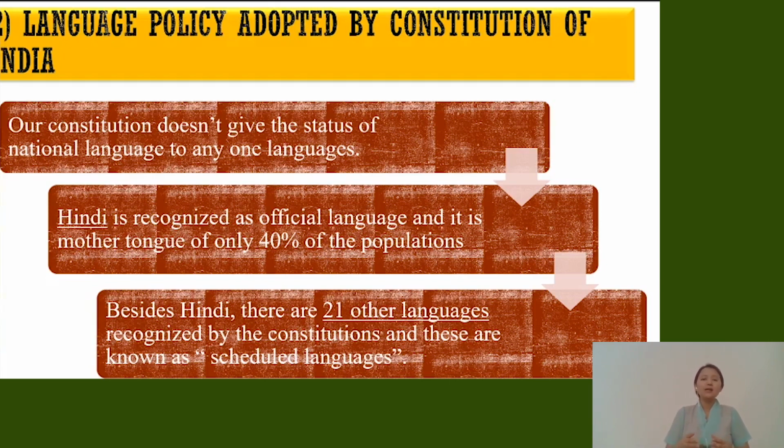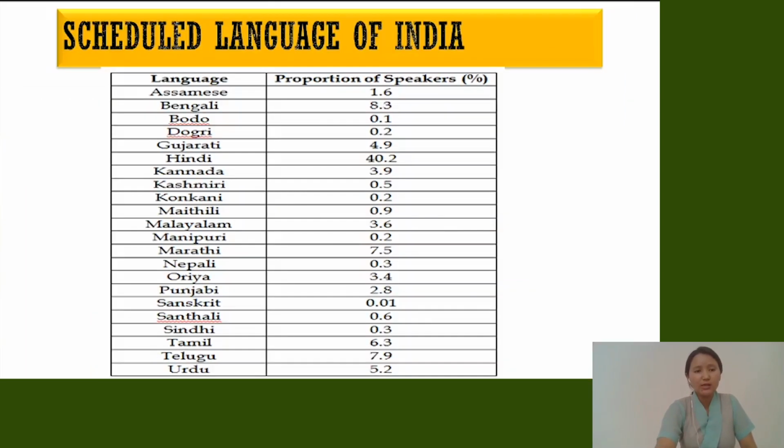Besides Hindi, there are 21 other languages which are recognized by the Constitution of India, and these languages are known as scheduled languages. So scheduled languages are those languages which are recognized by the Constitution of India. The 22 scheduled languages of India are Assamese, Bengali, Bodo, Dogri, Gujarati, Hindi, Kannada, Kashmiri, Konkani, Maithili, Malayalam, Manipuri, Marathi, Nepali, Uriya, Punjabi, Sanskrit, Santali, Sindhi, Tamil, Telugu, Urdu. So these are the scheduled languages of India.